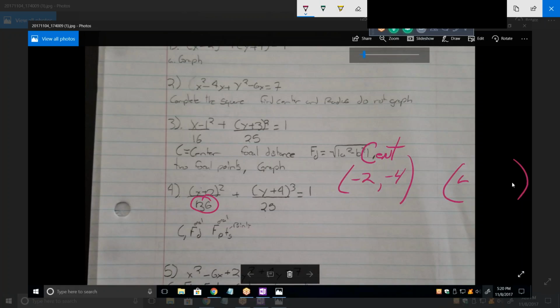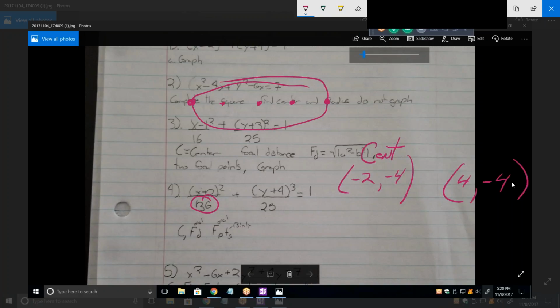4, correct. 2. No, the y doesn't change. Remember, we're on a horizontal ellipse. The center's y coordinate is the same as the focus and the same as these vertices. So always keep that in mind, because they're going to give you harder problems where you have to kind of know this.